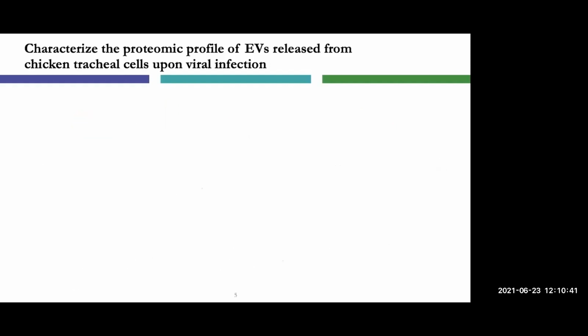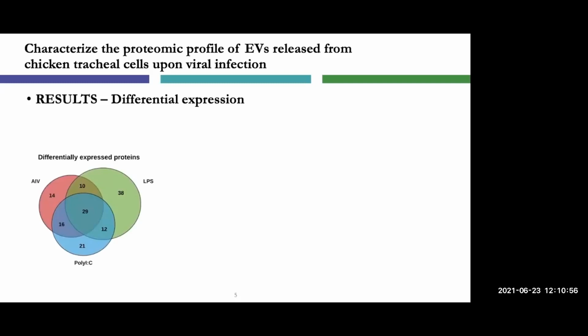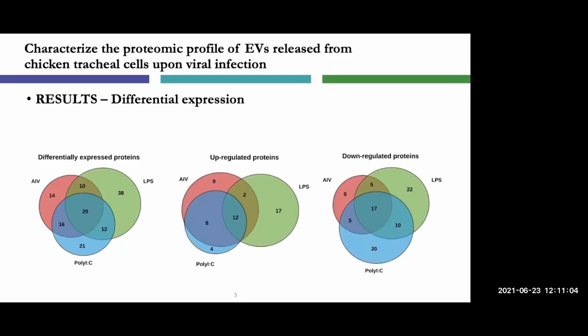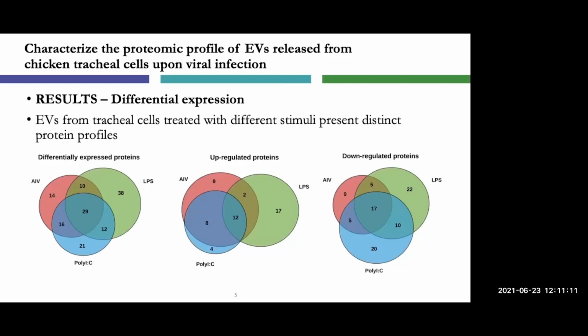First, we wanted to identify the differentially expressed proteins among our different groups, and in our case, we define differentially expressed as proteins having significantly different abundance ratios or greater than twofold change relative to our EV control group. A total of 148 differentially expressed proteins were identified, which we can see here on our first Venn diagram on the left, but we also looked separately at the upregulated and downregulated proteins. We ultimately wanted to know what effect the different stimulations had on our protein profiles, and we saw that the EVs from chicken tracheal cells treated with the different stimuli present distinct proteomic profiles.